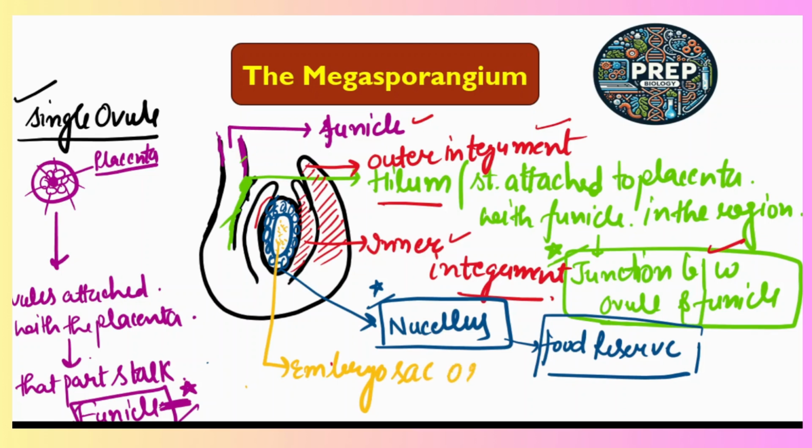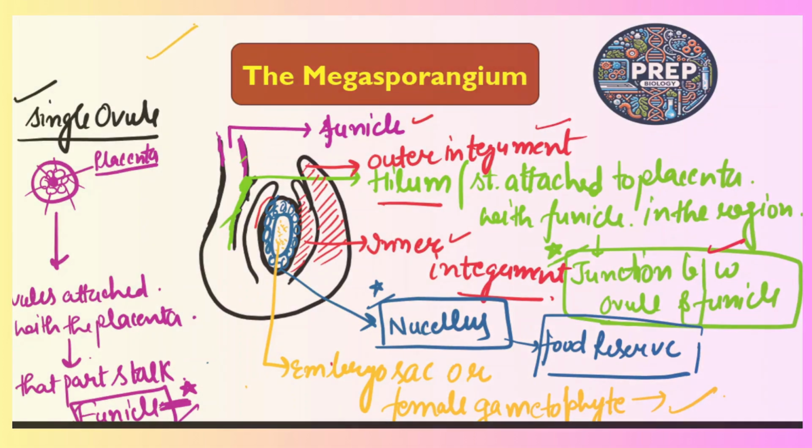Okay, or female gametophyte. The embryo sac is also called the female gametophyte that develops further and forms the female gametes. Okay, so these parts are very, very important. So make sure you note it down carefully and practice this diagram repeatedly, because this topic, the structure of ovule, is very important from your board exam point of view.